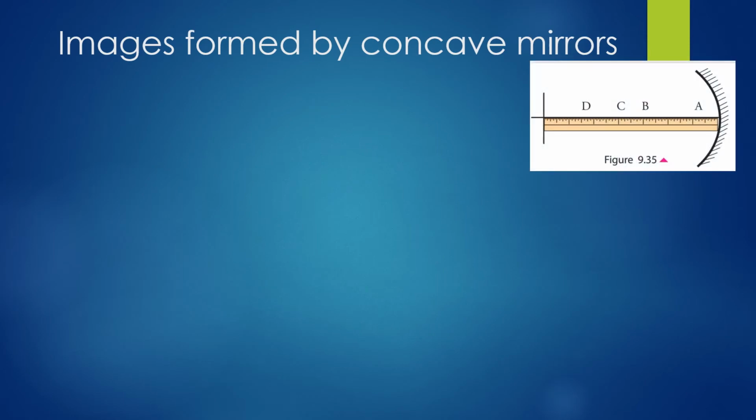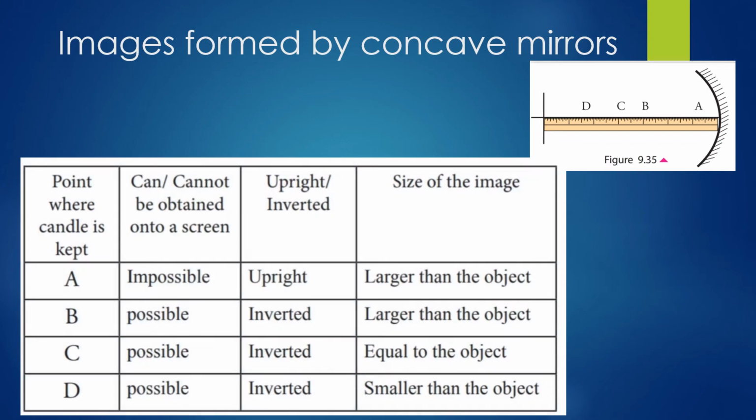So this is what we did in the activity. Earlier we placed the object far away from the mirror and brought it somewhat closer to the mirror and observed the size of the image and the nature of the image. So these are the conclusions that we can make according to the activity we did.